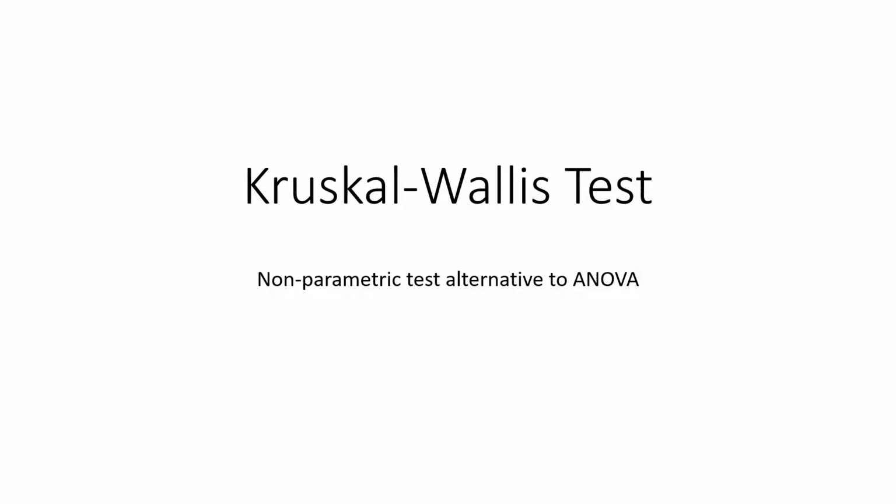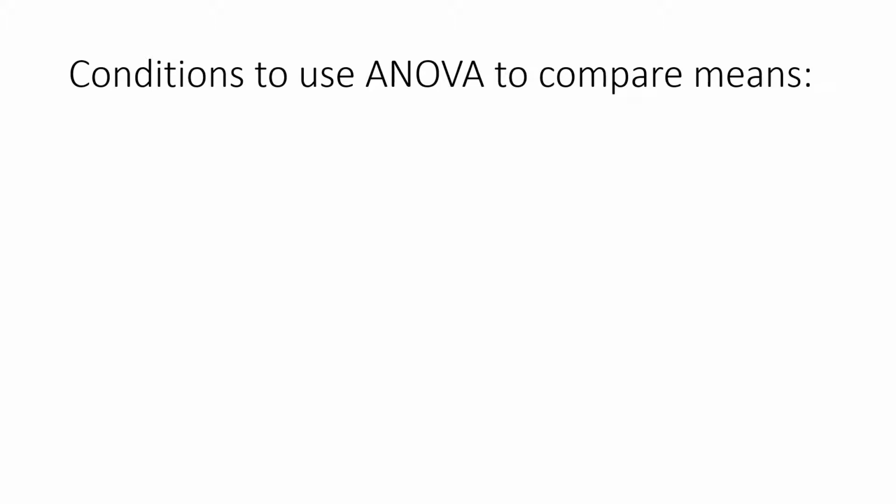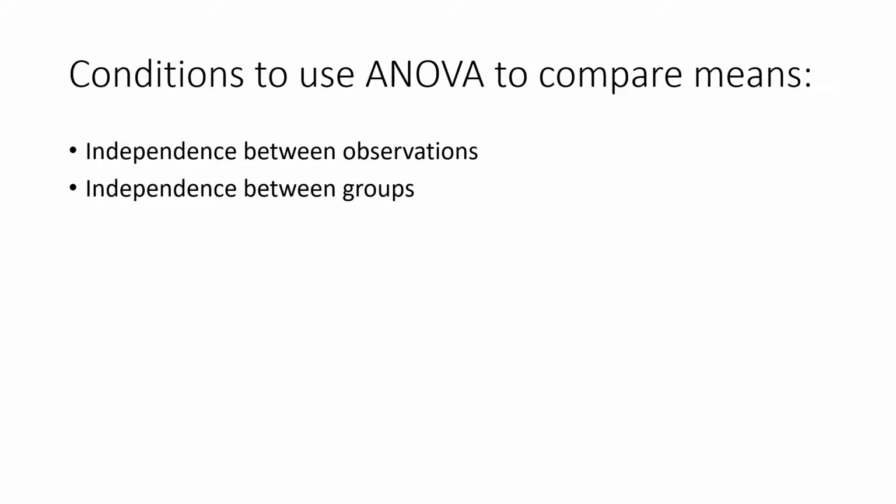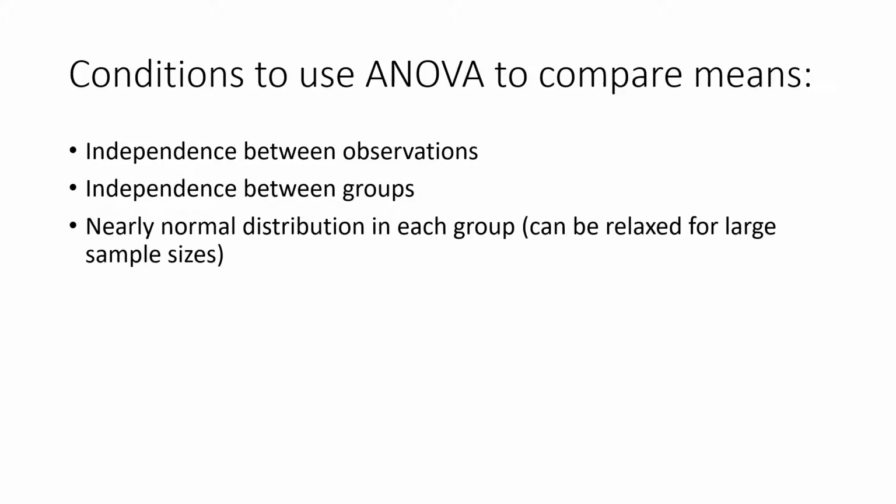The Kruskal Wallis test is a non-parametric alternative to analysis of variance that can be used when some of our conditions are not met. Remember that the conditions that we have in order to be able to use ANOVA to compare means between multiple groups: we need to have independence between observations, we need to have independence between groups, we need to have nearly normal distribution in each group, although that can be relaxed for large sample sizes, and we need to have equal variances in all of the groups.